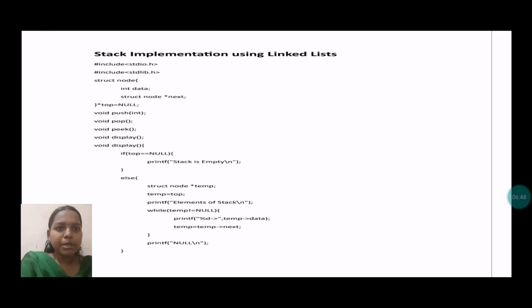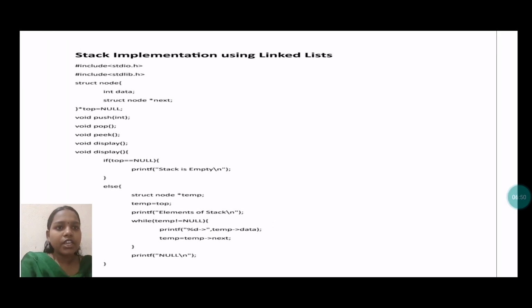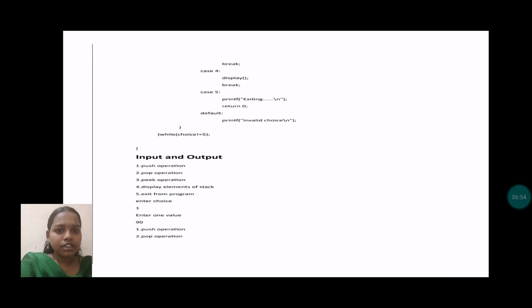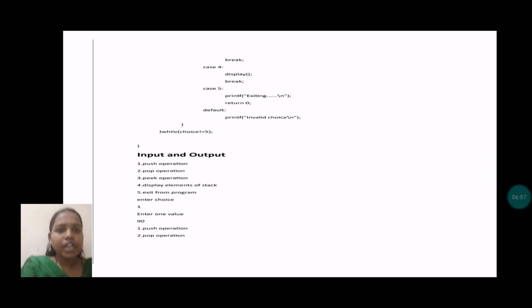We have stack implementation using linked list. And here we have input and output. Let us go through it. Firstly, it shows the 5 options that we gave in the main function. These are the 5 functions: push operation, pop operation, peek operation, display elements of stack, and exit from the program. After that, it asks to enter choice.